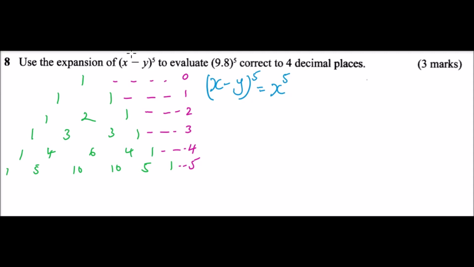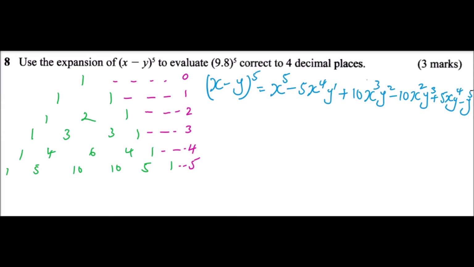Because we have a minus, we interchange the minus and plus. So we say minus 5x to power 4 y to power 1 plus 10x to power 3 y squared minus 10x to power 2 y cubed plus 5xy to power 4, and finally we have minus y to power 5. So that is the expansion.